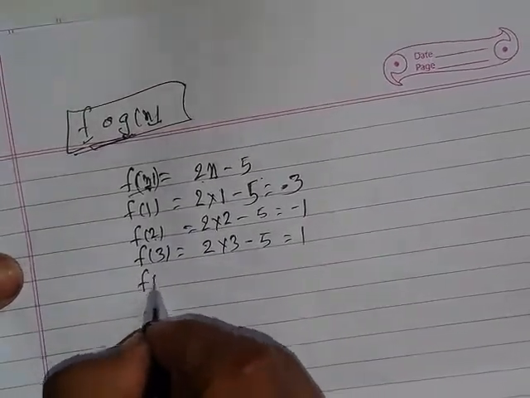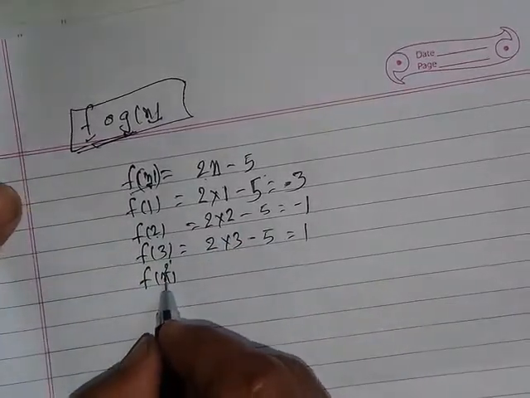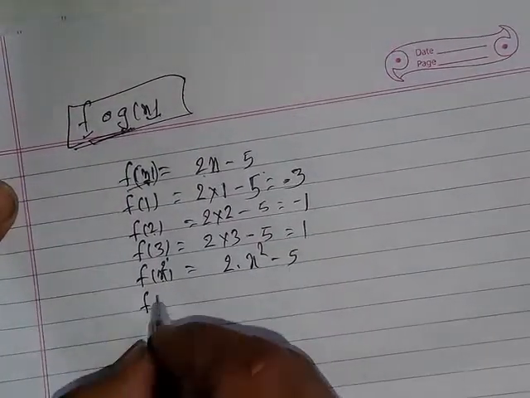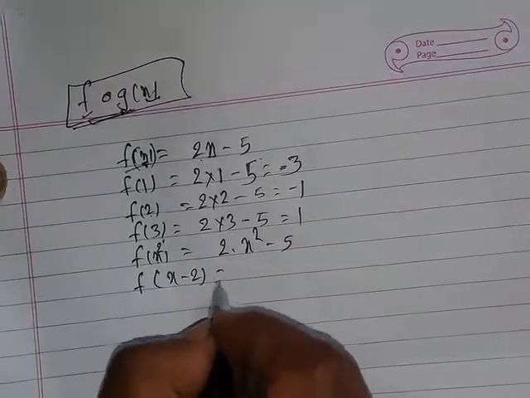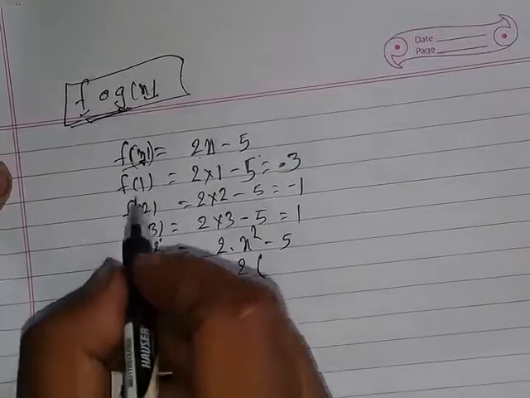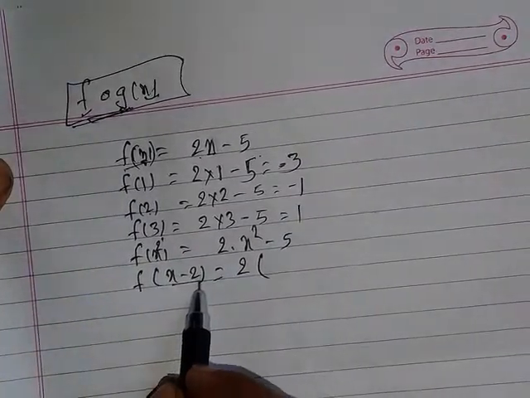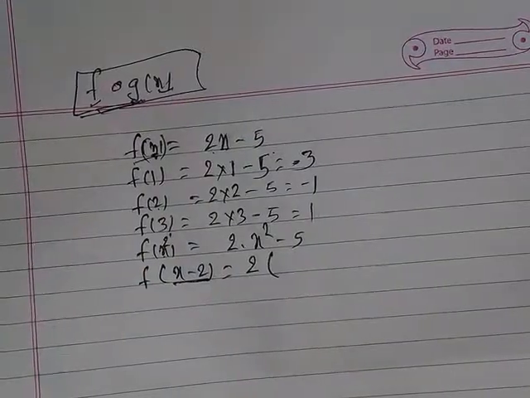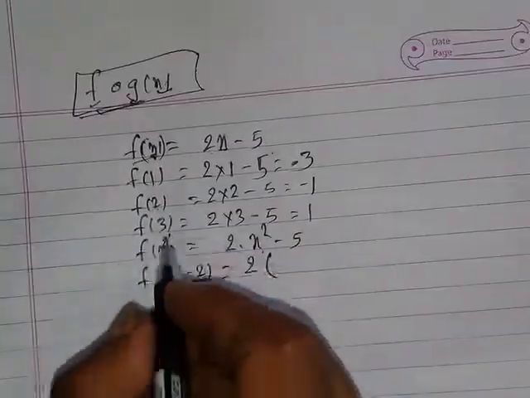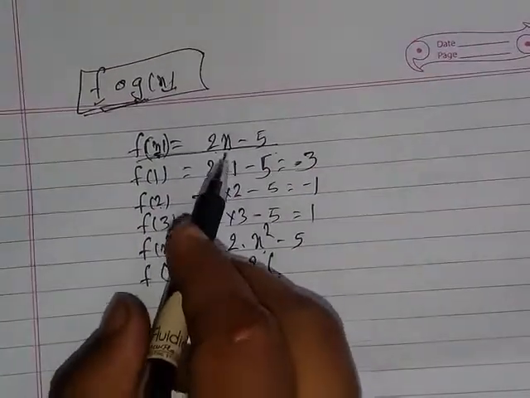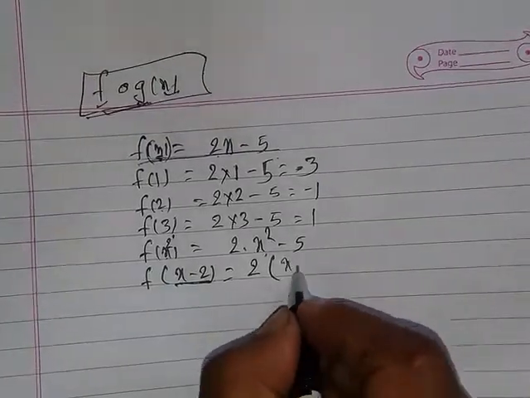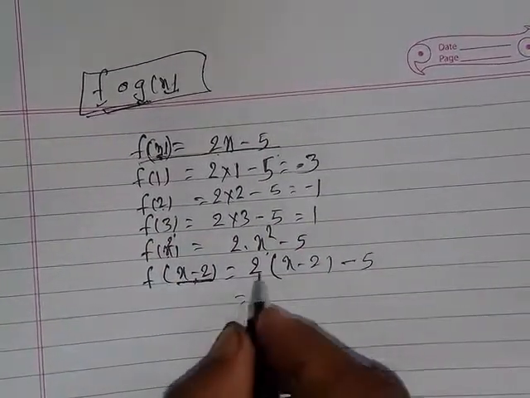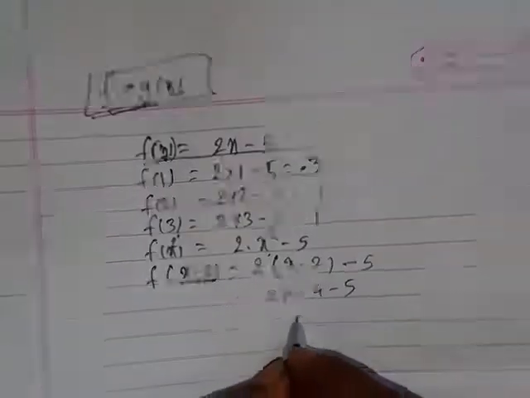So let's take f of x square. Till now there was x, and we have replaced x by x square. So we will get 2, in the place of x we will write x square, minus 5. If x is replaced by x minus 2, we will replace this x by x minus 2. See very carefully, inside the bracket there is x minus 2, and here is x. So in place of this x in f equals 2x minus 5, we are going to write x minus 2. So 2 times x minus 2, minus 5, equals 2x minus 4 minus 5, equals 2x minus 9.